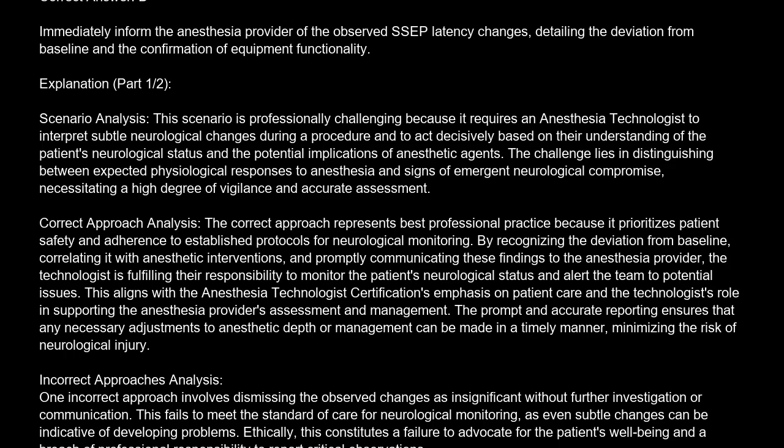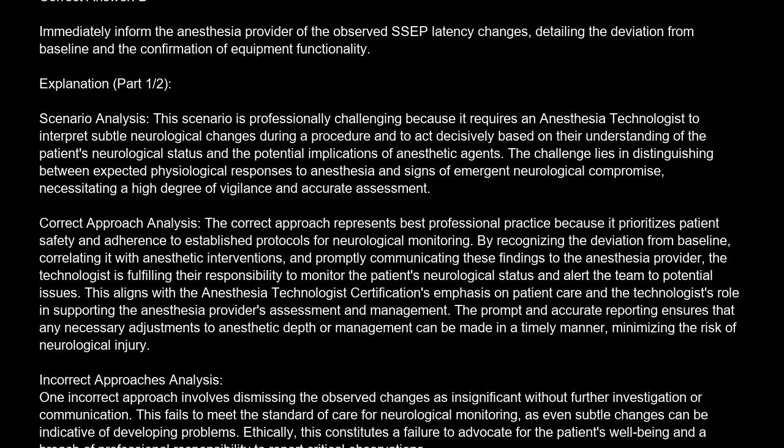Correct answer is D. Immediately inform the anesthesia provider of the observed SEP latency changes, detailing the deviation from baseline and the confirmation of equipment functionality. Explanation. Scenario analysis. This scenario is professionally challenging because it requires an anesthesia technologist to interpret subtle neurological changes during a procedure and to act decisively based on their understanding of the patient's neurological status and the potential implications of anesthetic agents. The challenge lies in distinguishing between expected physiological responses to anesthesia and signs of emergent neurological compromise, necessitating a high degree of vigilance and accurate assessment.